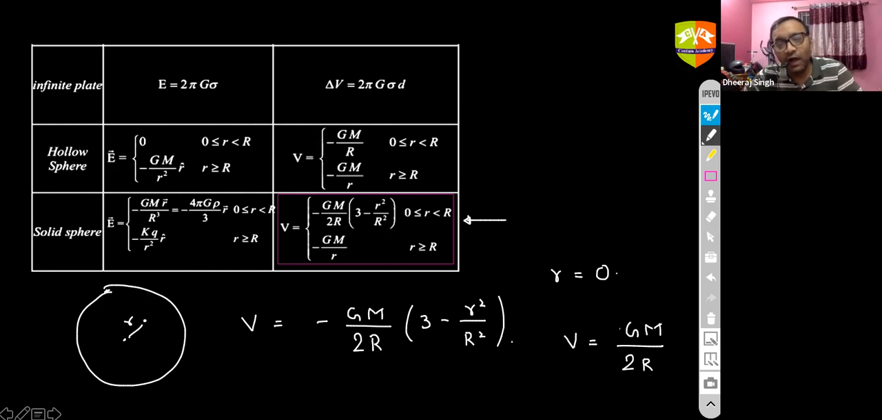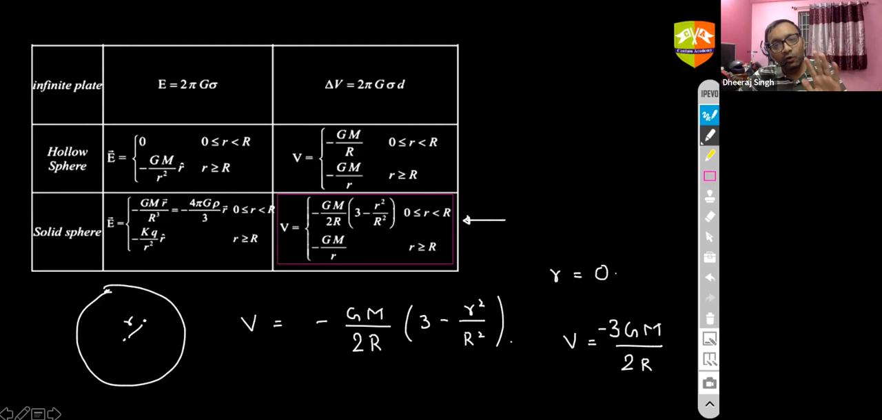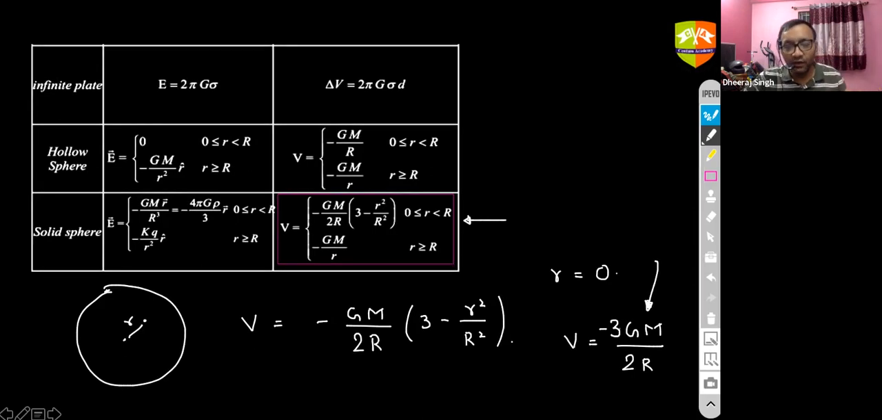And here also, I know I'm telling you this: 60 students are there, and out of 60, only 10 to 15 of you are focusing right now. And when it comes to the exam, you'll again say that, okay, at the center the potential is 0 or something else.